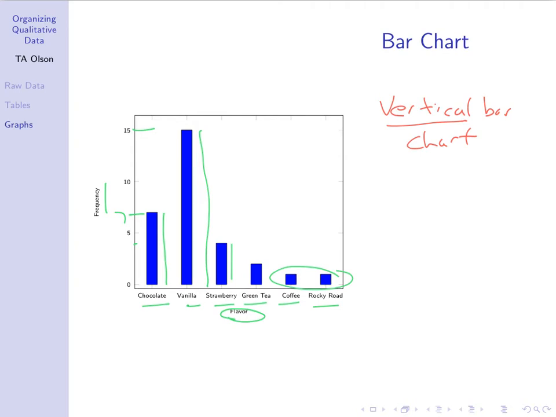And we don't need to read the table, we don't need to read the numbers, we don't need to go back to the data set. It's a quick vanilla, chocolate, then strawberry. It's really easy to pick up what's going on here. So this is a really nice visualization of the data.